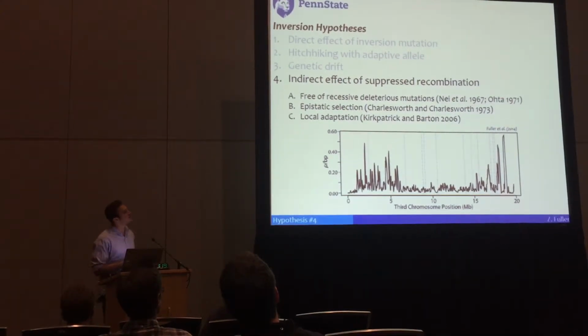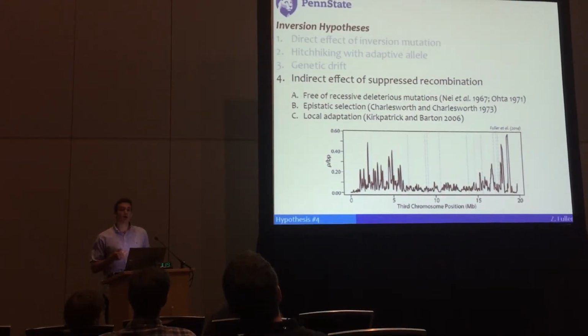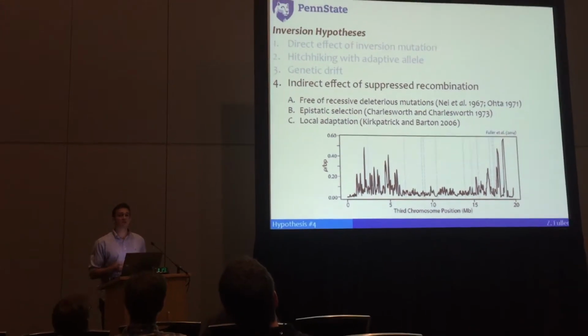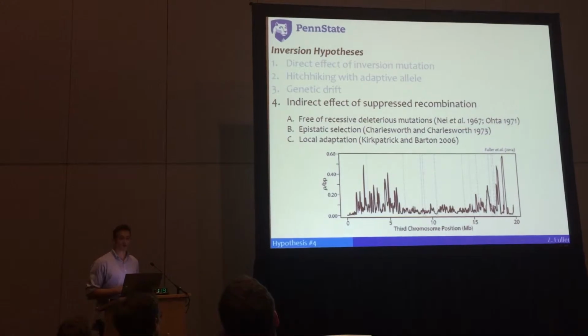So we've shown previously that as expected on the third chromosome of pseudoobscura, in regions of the chromosome where multiple inversions overlap, there's a significant suppression of recombination. This would be beneficial for a number of non-mutually exclusive reasons.